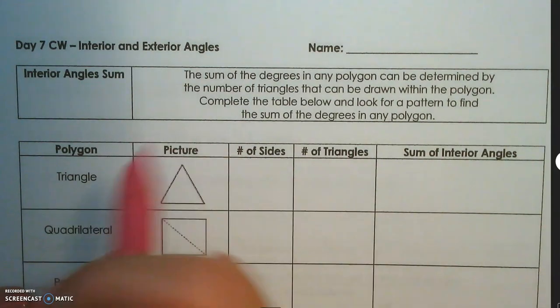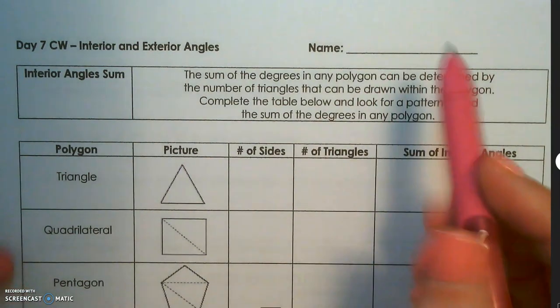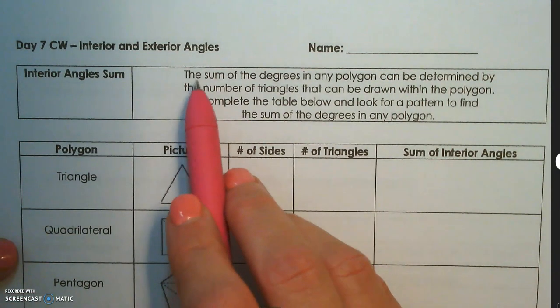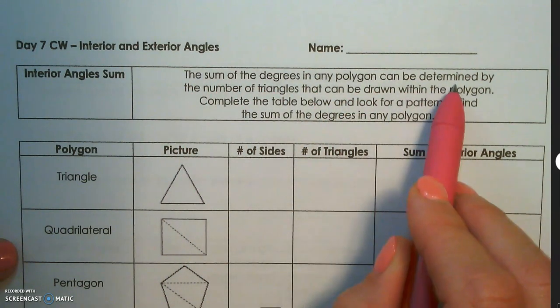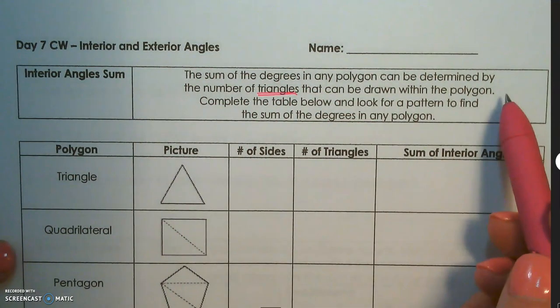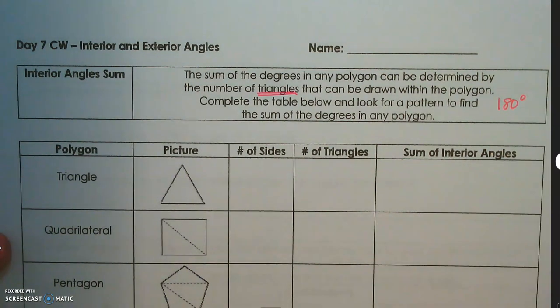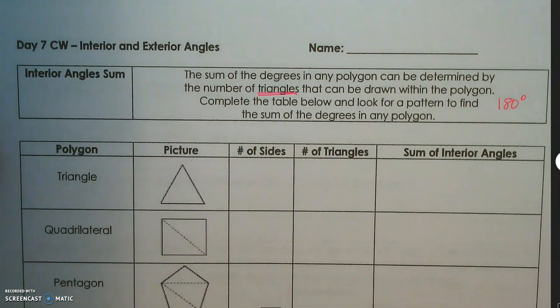Alright guys, today we're going to learn about the interior angles sum theorem. To learn about that, we're going to look through a few cases below, and we're going to see that the sum of the degrees in any polygon can be determined by the number of triangles that can be drawn within the polygon, right? If we know that a triangle sums to 180 degrees, then however many triangles can be formed inside of the polygon, we can just double or triple or quadruple that value.